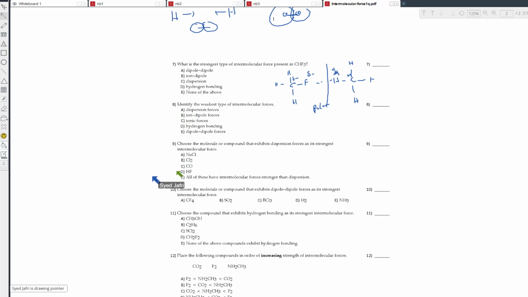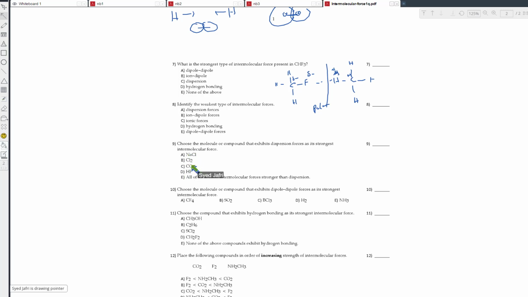Choose the molecule or compound that exhibits dispersion forces as its strongest intermolecular force. Okay, so NaCl is ionic forces, right? Alright, HF, so this would be the hydrogen bonding. Okay, CO. Cl2, would it be? Because it's a molecule. Where is CO? CO or CO2? Would the answer be B?